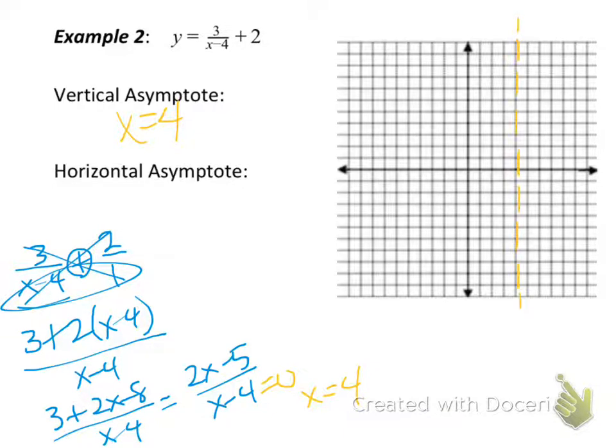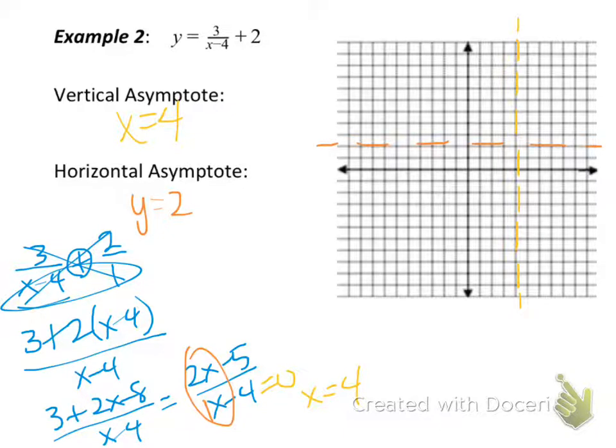For my horizontal asymptote, I'm going to look at the ratio of the coefficients of the highest powered term. Well, my highest powered term on the numerator is x, and the highest powered term on the denominator is x. So if I look at the ratio of that, 2 over 1, I get y equals 2. And I'm going to draw that horizontal asymptote.